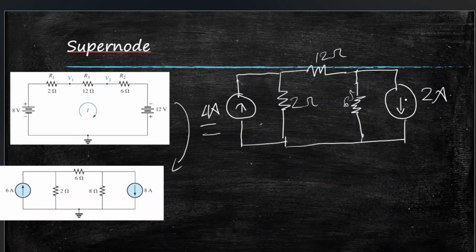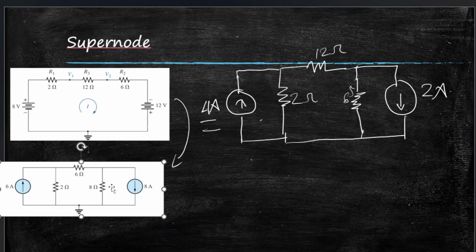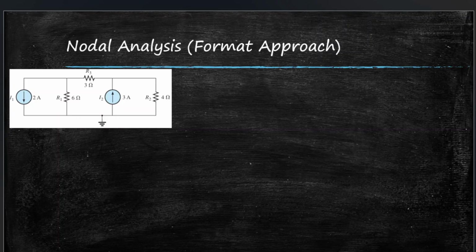Okay, so it's the same, just with converted sources. And the way to solve this is the same process as how we solved this one in the previous video. So try to solve it by yourselves and check this out if you cannot solve it. Now we'll move on to another question. Okay, node analysis format approach.